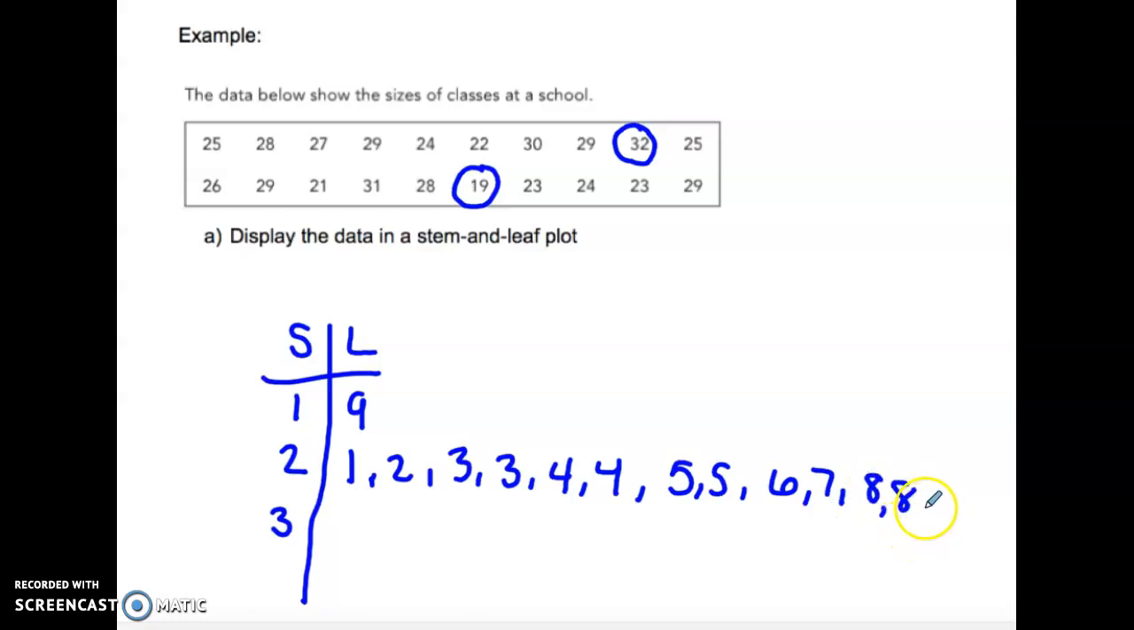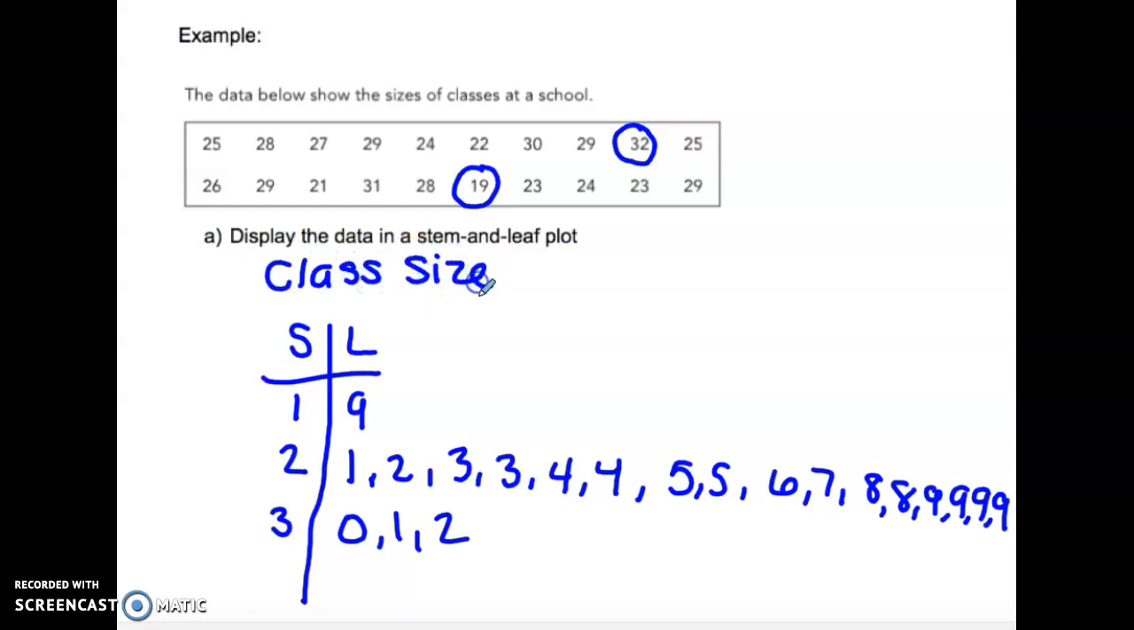Is this gonna fit? We have four 29s. 1, 2, 3, 4. And then the 30s. We have a 30, a 31, and a 32. Now, don't forget about your title and your key. This is about class sizes, so the title can just be class sizes. And then the key, put at the bottom here. You can really choose any number, so maybe I'll choose 25.